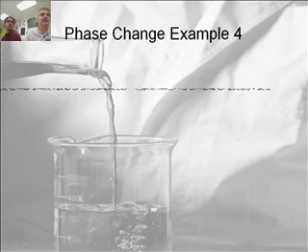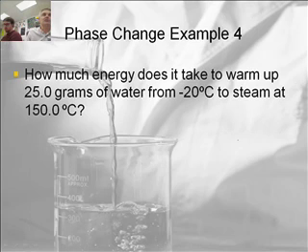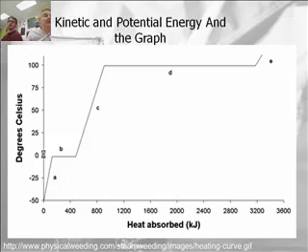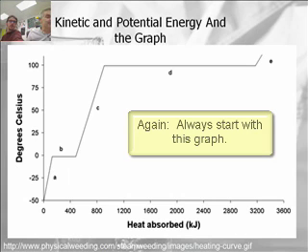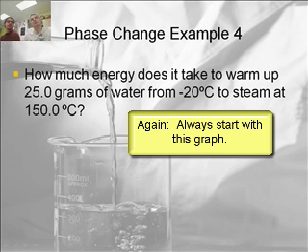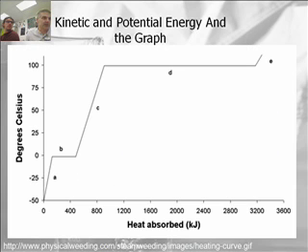Well, let's do example 4, I think of 6. How much energy does it take to warm up 25 grams of water from negative 20 to steam at 150? Mr. Sams, this could be a big problem. It is. Okay, we're starting at negative 20. So this problem, we're going to have to kind of map the whole thing out. Yeah, okay. Let's do that.